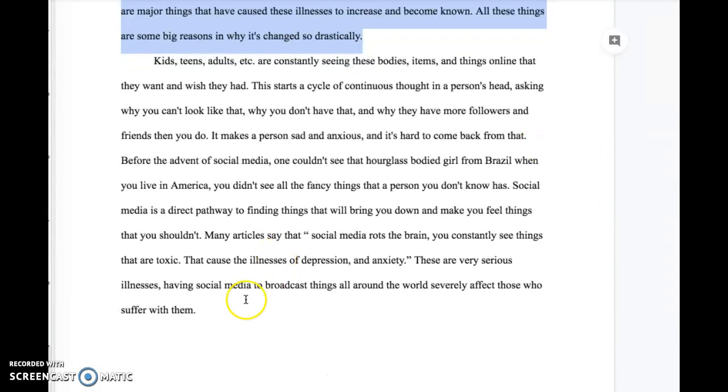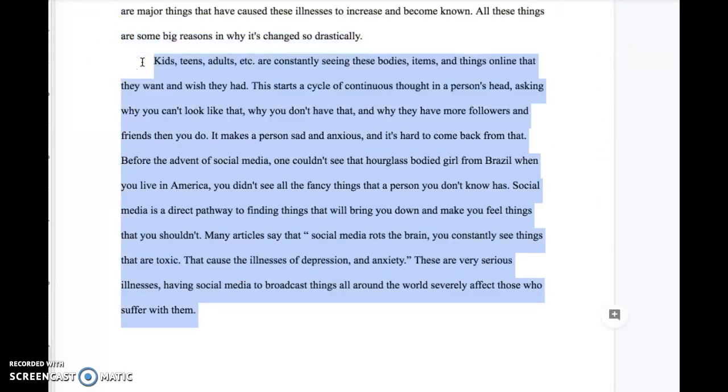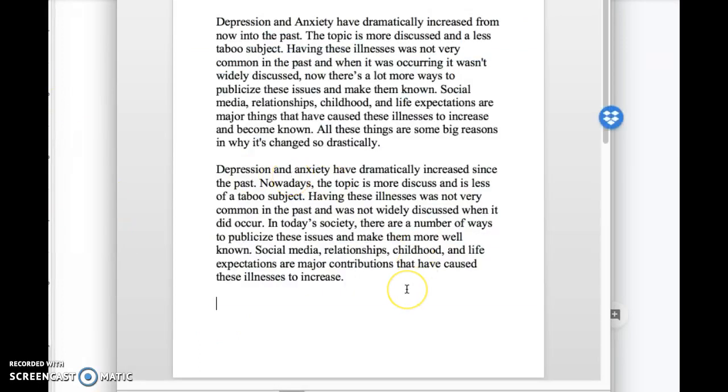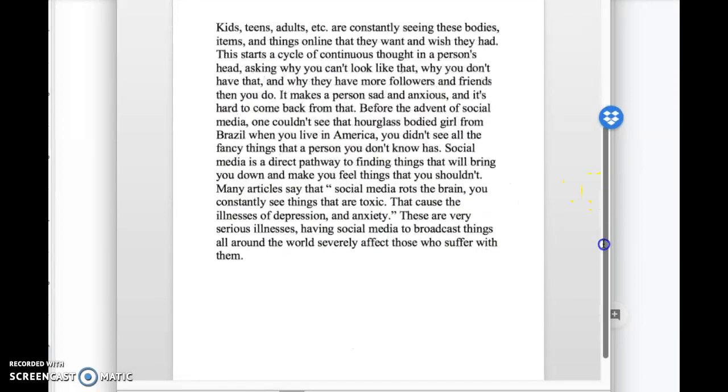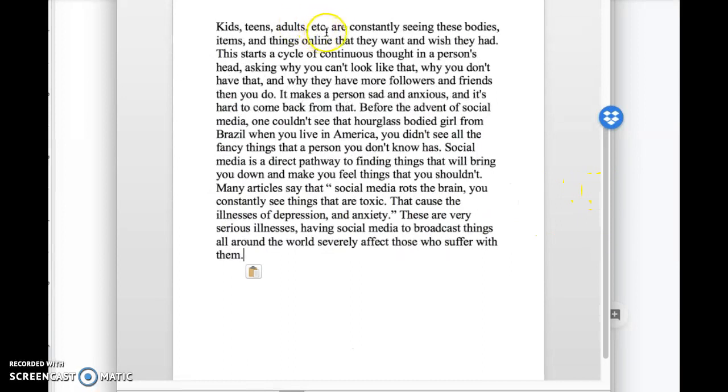So as we move on, I'm going to pull this paragraph now, and we're gonna keep text only. All right, kids, teens, adults, etc. are constantly seeing these bodies, items, and things online that they want and wish they had. This starts a cycle of continuous thought in a person's head, asking why you can't look like that, why you don't have that, and why they have more followers and friends than you do. And this is the wrong than. You need an. Makes a person sad and anxious, and it's hard to come back from that.